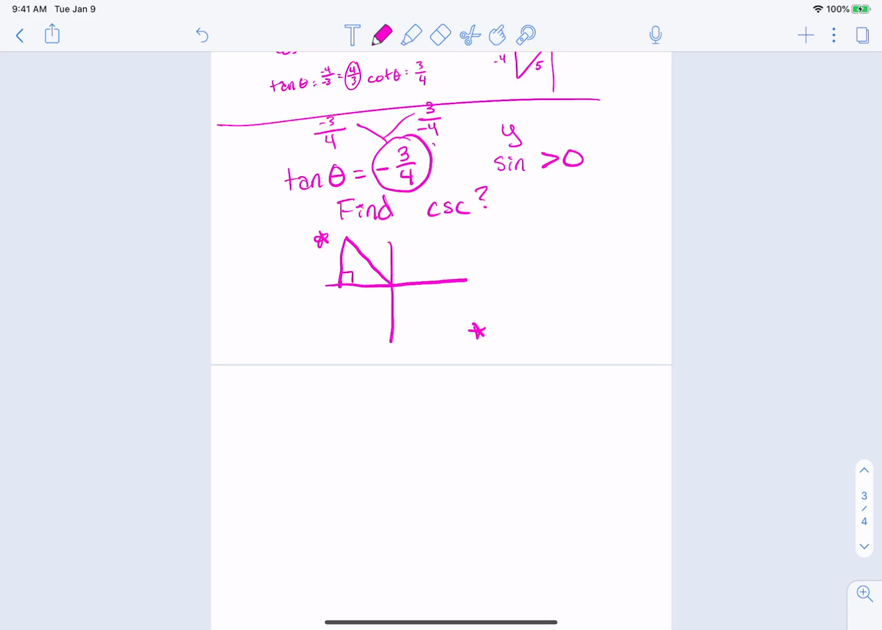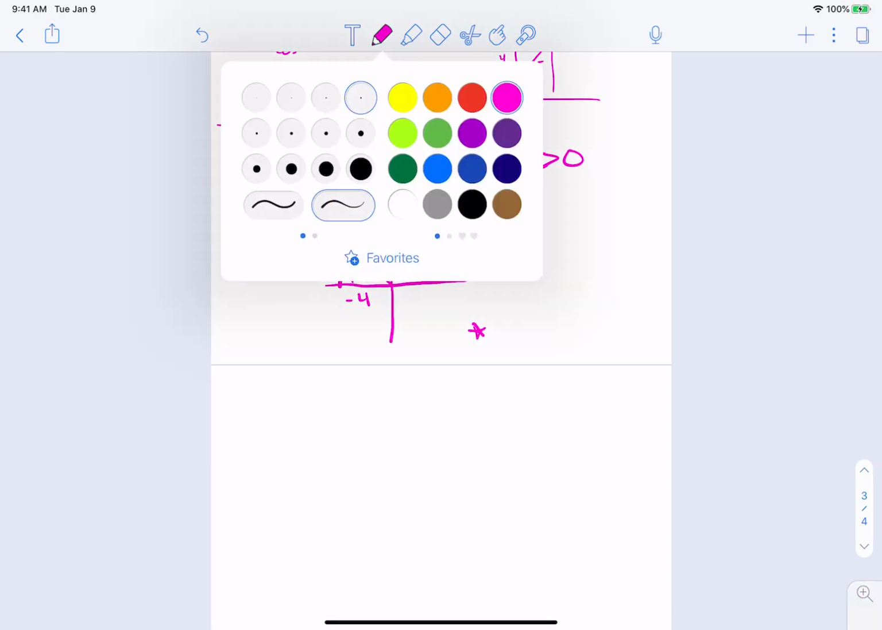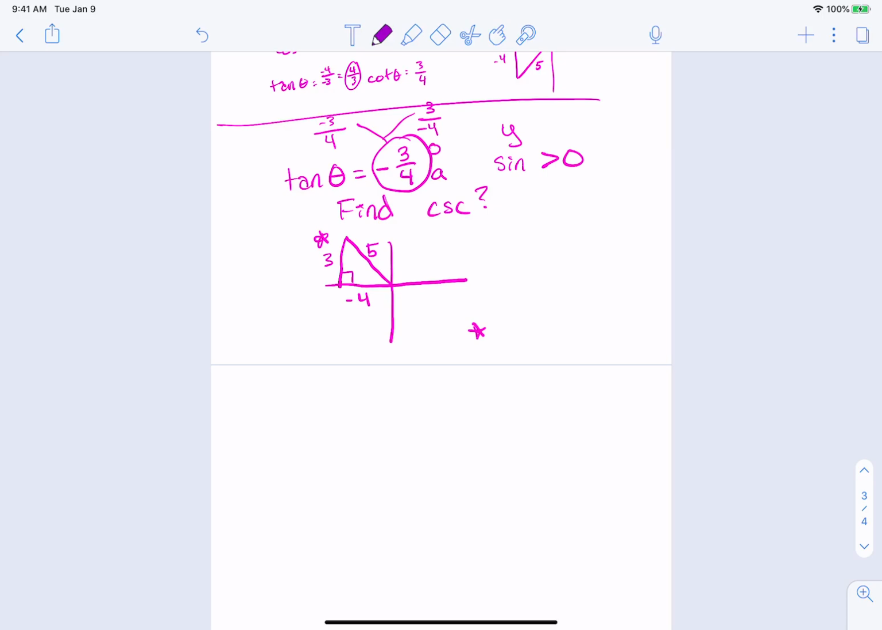The opposite side is 3, the adjacent side is 4. Which one of those is negative? The 4 has to be negative. And the hypotenuse is 5, always positive. So I want cosecant. Sine is opposite over hypotenuse, so I want hypotenuse over opposite, which is 5 over 3. Do you see how you use those pieces of information to tell you what quadrant you're in?